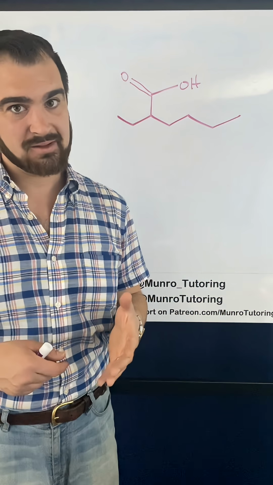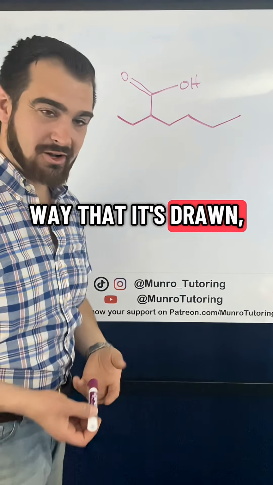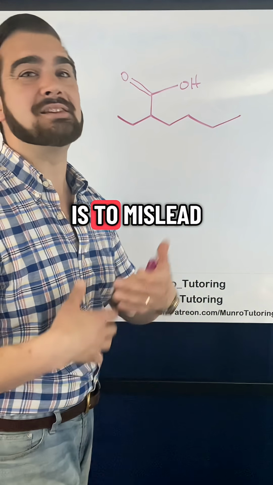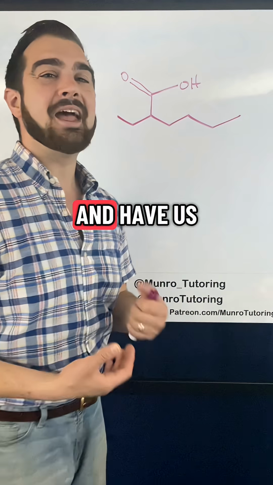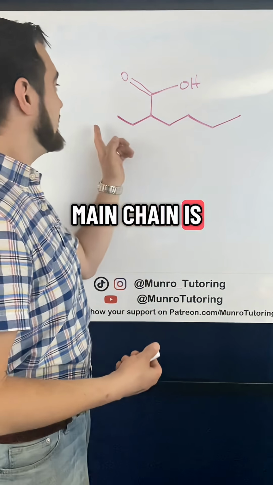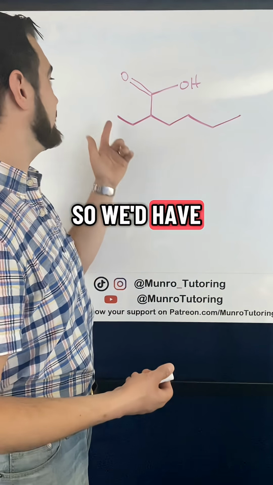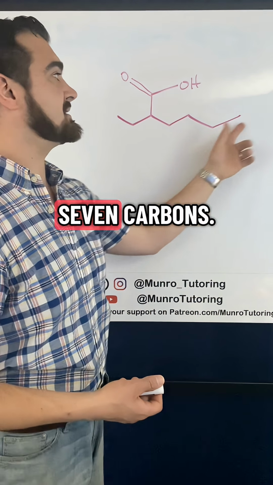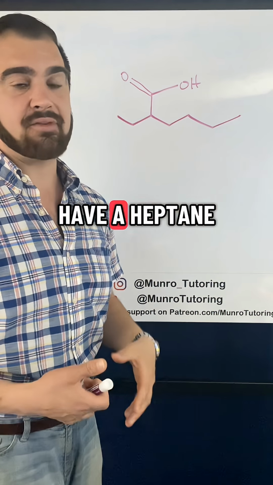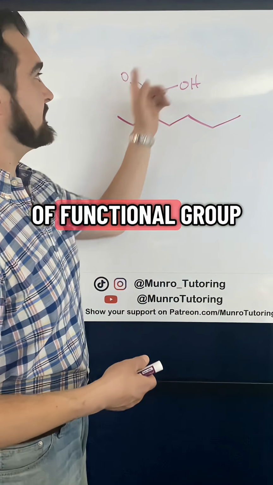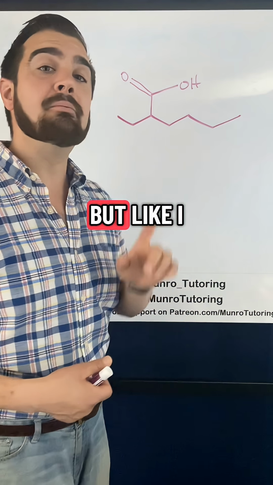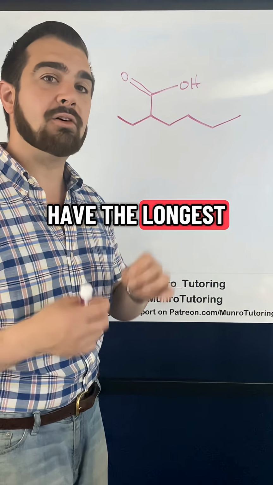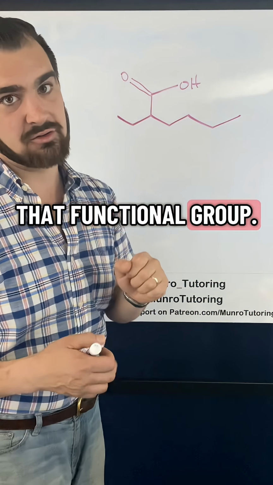that group. Now, if we look at the way that it's drawn, clearly the idea is to mislead students to a degree and have us think that the main chain is this long chain right here. So we'd have 1, 2, 3, 4, 5, 6, 7 carbons. And so we have a heptane with some sort of functional group sticking off of it.